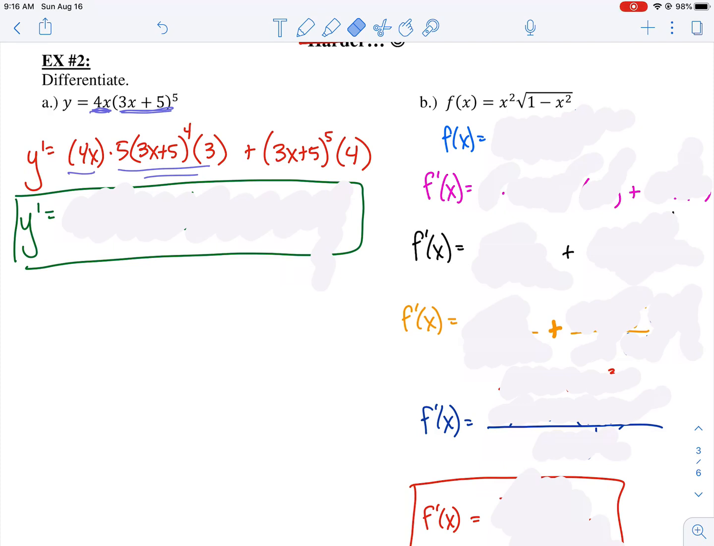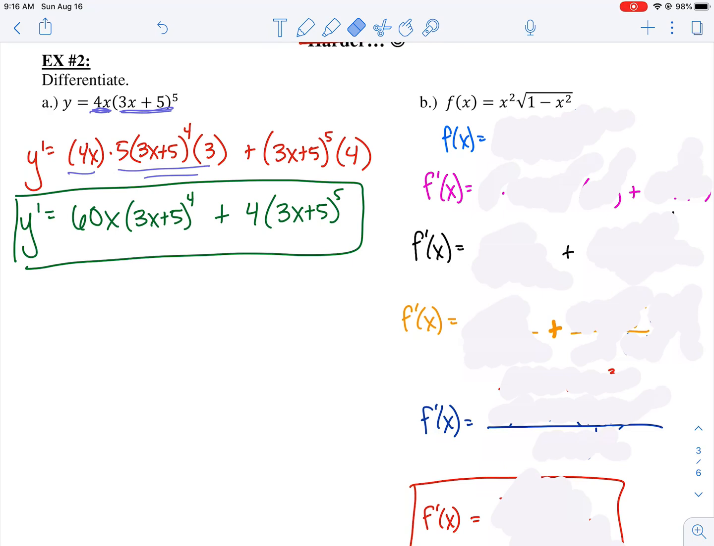I can go ahead and simplify a little bit in each term. I have a 4x times a 5 times a 3, so I could really say 60x times that quantity (3x plus 5) to the 4th power. Plus, I can put the 4 as a coefficient and say plus 4 times the quantity (3x plus 5) to the 5th power. Now this isn't as factored as you could probably get it, but for right now I'm okay with you leaving your answer like this.